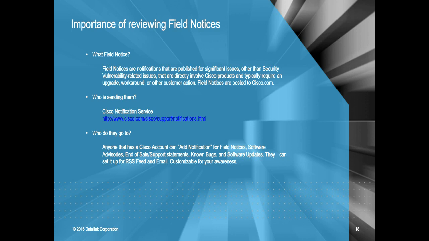So who's sending them? Well, you're going to have to actually register and modify that ability in the Cisco Notification Service, and I have provided the link there. And who do they go to? Anyone that has that account and can add that notification for field notices, software advisories, end of sale or support, known bugs, and software updates. They can set it up for RSS feed and email, and it's completely customizable for your awareness.